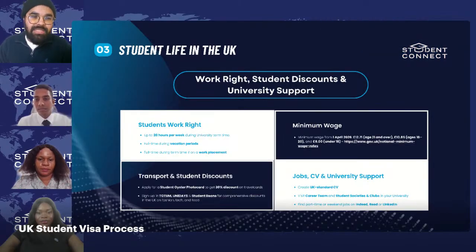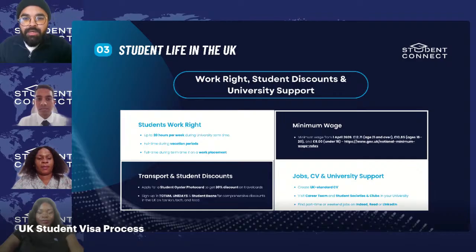Right after that, I want to talk about a few things like what work rights you have as a student, what discounts you're eligible for, and what kind of support you can get from university. First, it is the work right you have as a student. You have 20 hours per week during your university term time. During your vacation time, you can work full time, and when you're in work placement, you can work full time as well. So these are your rights. Make sure you always know about it.